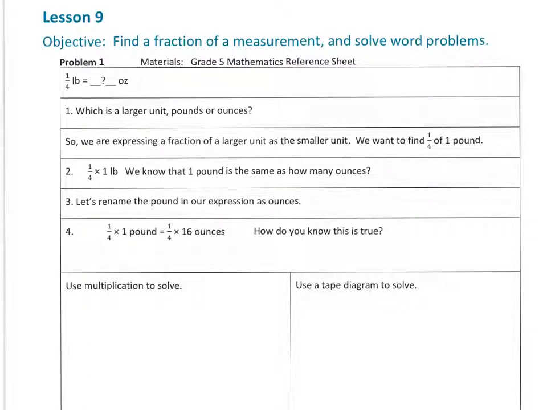Hey, fifth graders. So today we're going to be finding the fraction of a measurement. That would mean, like, what's half a pound, or half a foot, or 3/4 of a foot? So let's take a look. Our first problem: what is 1/4 of a pound?